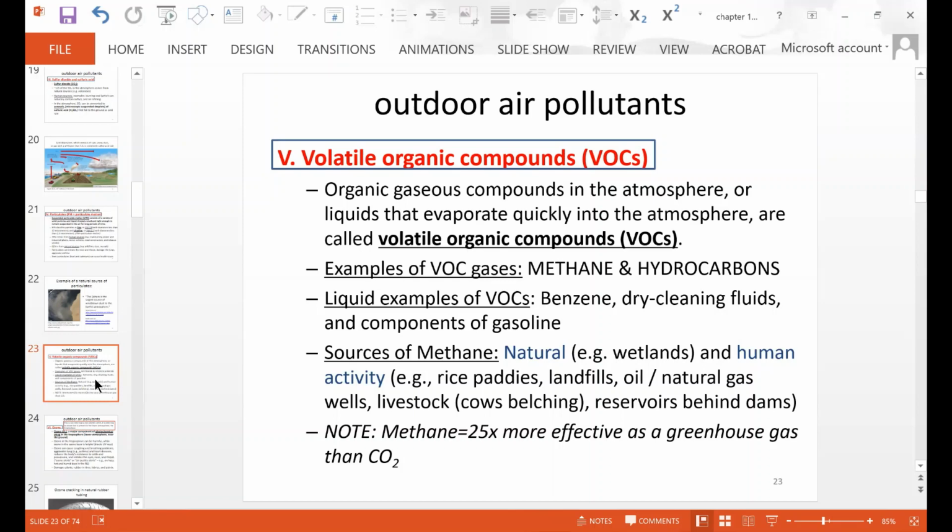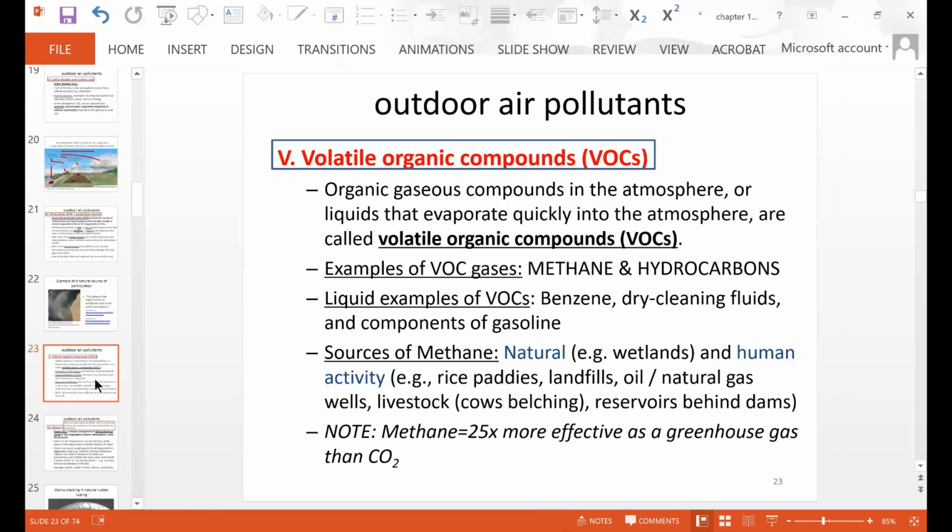So some sources of methane, we have natural sources like wetlands and human activities like rice paddies, landfills, oil and natural gas wells, livestock, mainly the livestock animals belching and releasing gas. A lot of that's going to be methane. And reservoirs behind dams, where you have organic matter built up from being carried in the river, getting trapped behind the reservoir, and then it starts to release methane.